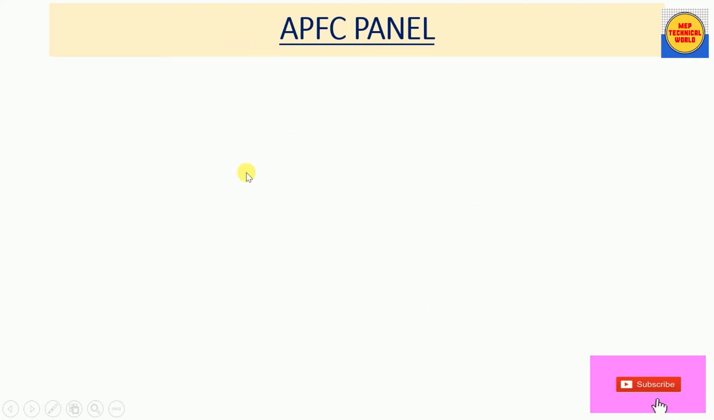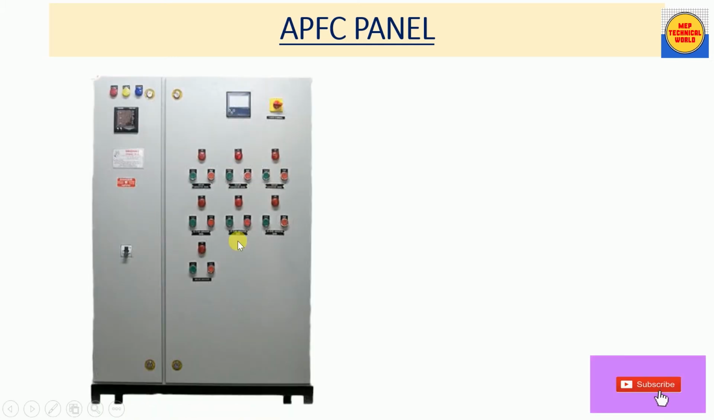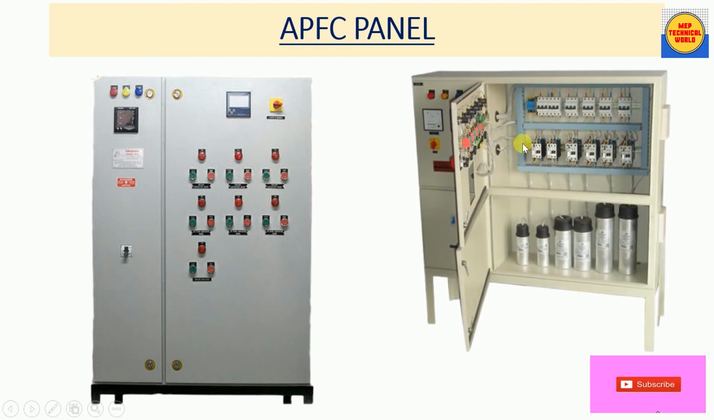Here we have a basic view of APFC panel. This is one of the APFC panels. This is the front face of the panel. Here we have an LED indicator for three-phase power monitoring, and this is the APFC relay from which we can monitor the power factor level of our system. And these are the NO push button and NC push button, and this is the indicator lamp to operate this APFC panel manually. Another one we have, this is also an APFC panel.